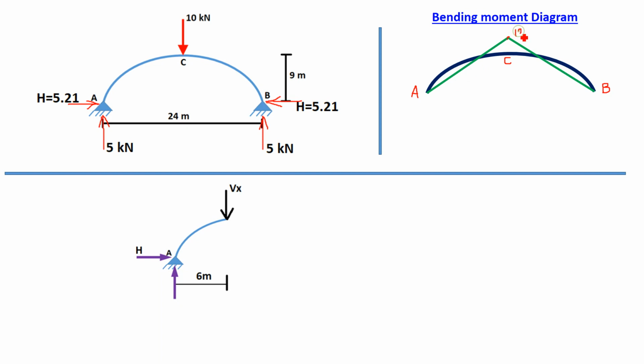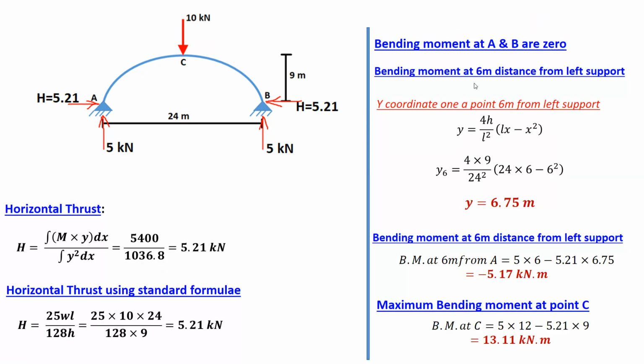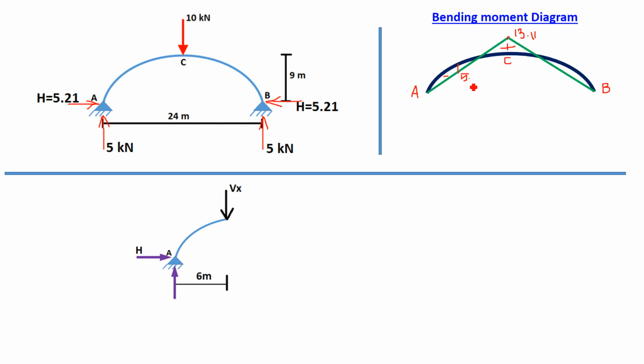Here we got the moment 13.11, that is positive, and at 6 meter we got minus, its value is 5.21, right? In the previous slide we have seen 5.17. This is the moment at 6 meter, 5.17. This is minus and this is plus. So this is the final bending moment diagram.